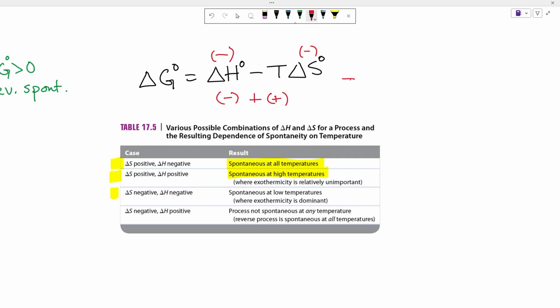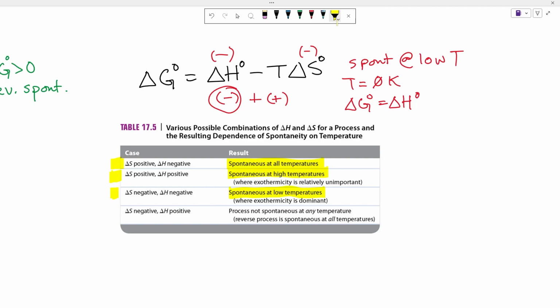So again, if we drive this to the lowest possible temperature, 0 Kelvin, then delta G would equal delta H. And if delta H is negative, then delta G is negative. So basically, this would be spontaneous at low temperatures, below a certain temperature. And we'll talk about that next, about predicting what that temperature is. So spontaneous at low temperatures when delta H is negative and delta S is negative.